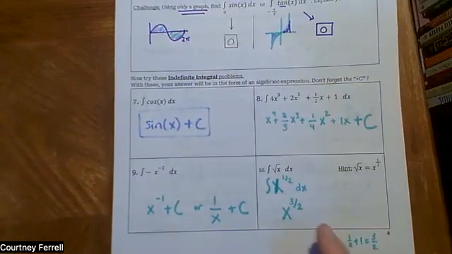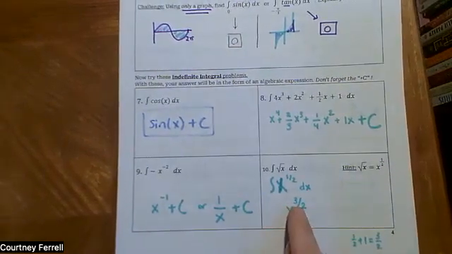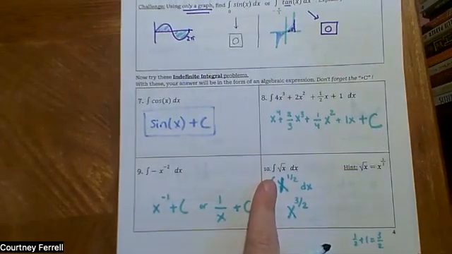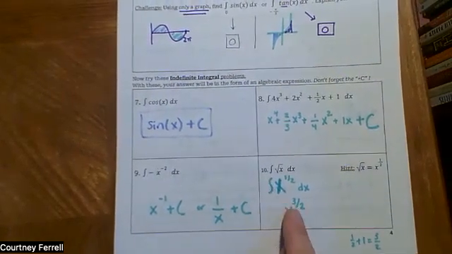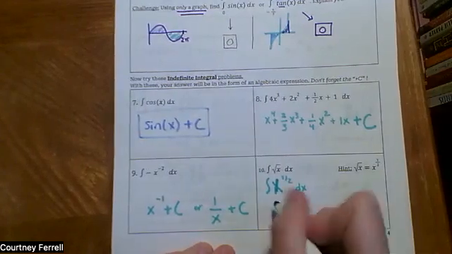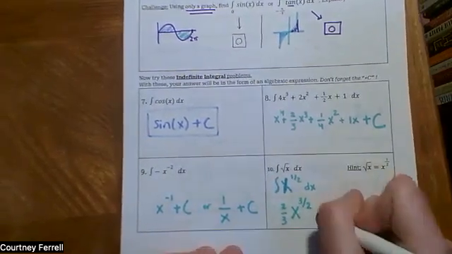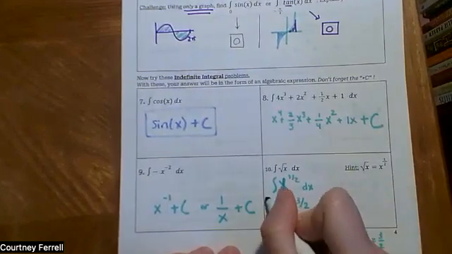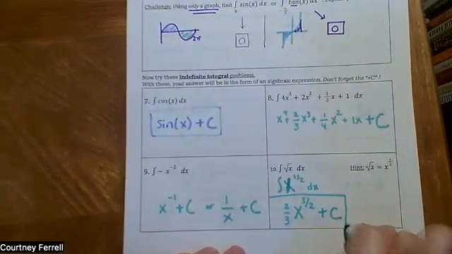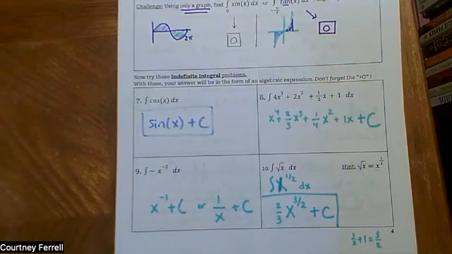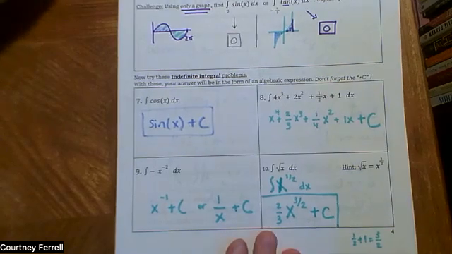And then you need to ask yourself, what do I times 3/2 by that would give me a 1 in front? Well, it has to be the reciprocal. And then we can't forget the plus c. So this is our answer. Cool. All right, on to page 5.